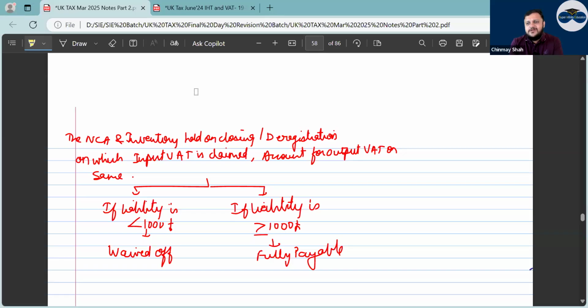So you will do what? All the goods on which you have claimed input VAT, you will reverse as output VAT, correct? Have a look. On which input VAT is claimed, account for output VAT on the same. If the liability is less than 1000, then waive it. If it is more than 1000, it is fully payable, correct?